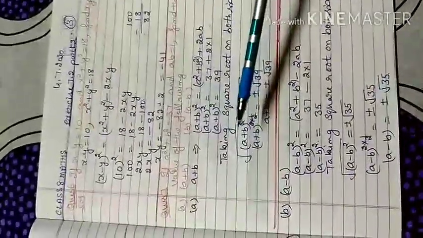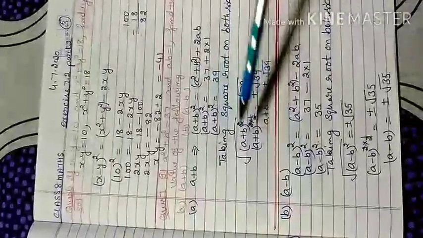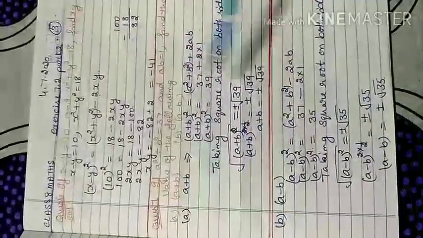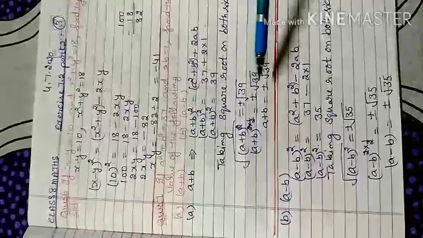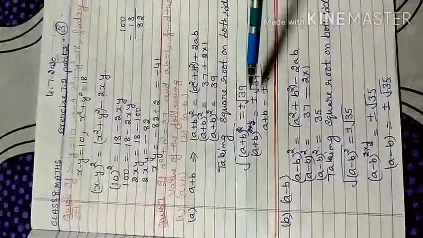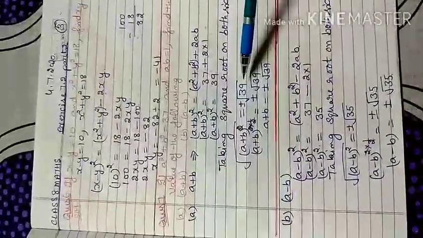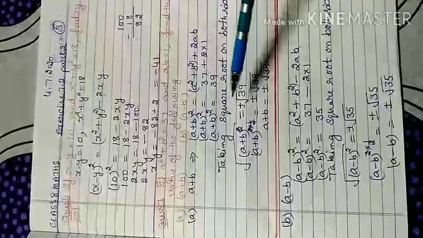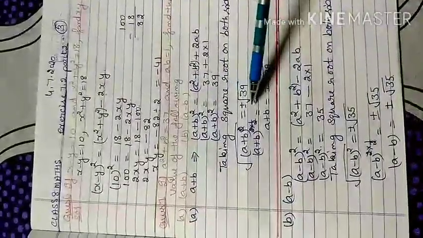But we don't need to find the square of a plus b. We need only the binomial term a plus b. So we take the square root on both sides. So ultimately my answer is root 39. Remember one thing: when there is a numeric term on this side and you take the square root, always we write positive and negative.